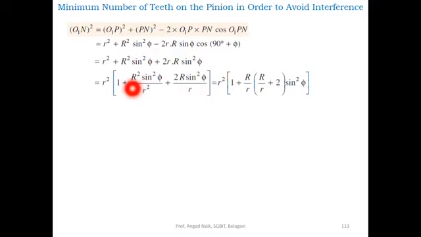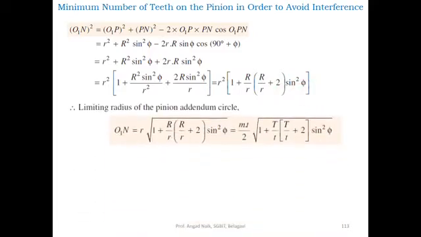Now if I take capital R by small r common, then I get r square into 1 plus R by r into R by r plus 2, and then into sine square phi. The limiting radius of the pinion addendum circle should be equal to O1N, that is small r into square root of 1 plus R by r into R by r plus 2 into sine square phi.